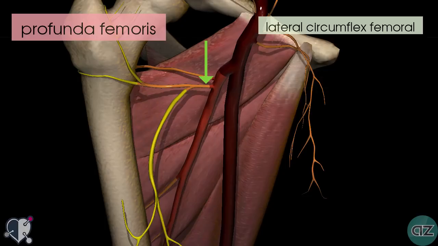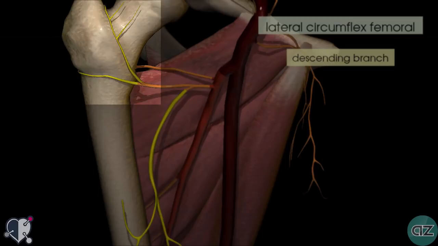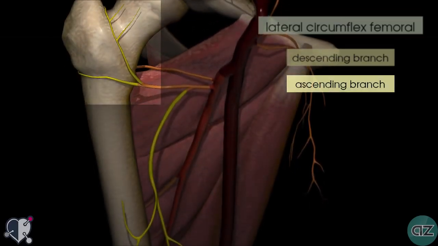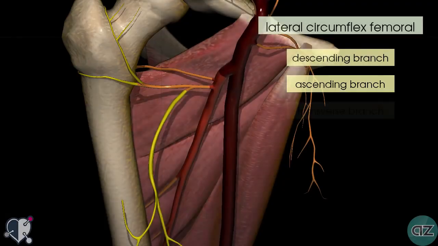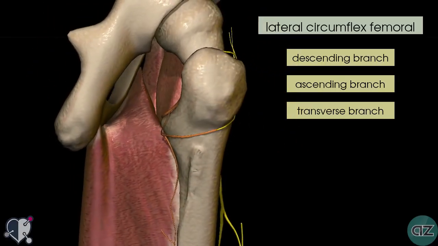So the lateral circumflex artery has three branches. The first one you can see here is the descending branch, and then coming up to the shaft of the femur you've got two branches. One ascends up onto the neck of the femur, and the other one is called the transverse branch, and it winds round laterally around the proximal shaft of the femur, as you can see here.